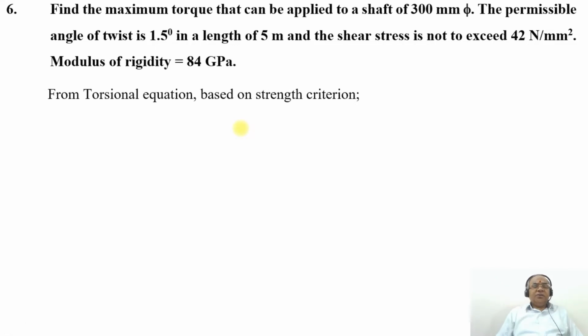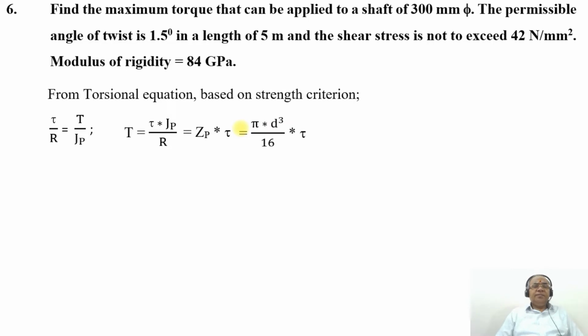From the torsional equation based on the strength criterion, T by J_p will be equal to tau by R, or tau by R will be equal to T by J_p. So we want torque, so torque will be equal to tau into J_p by R by cross multiplication. What is J_p by R? J_p by R is nothing but Z_p, where Z_p is called the section modulus of the shaft, multiplied by tau, where tau is the maximum shear stress.